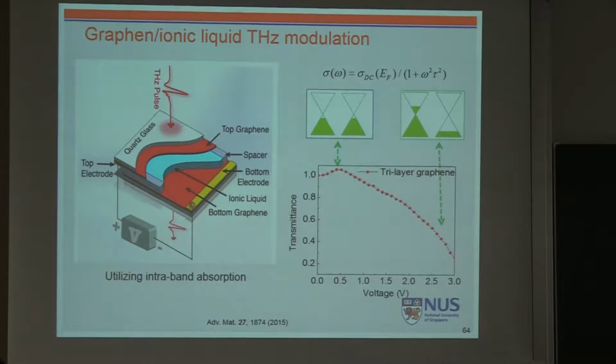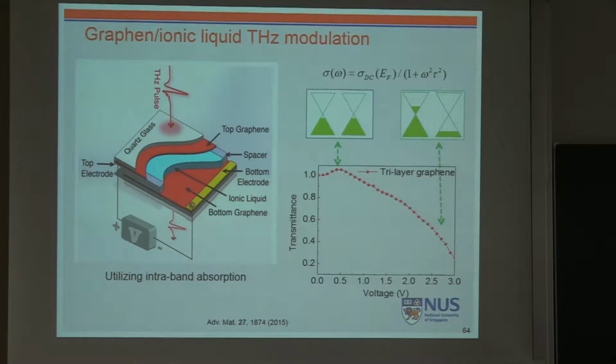So then we move to terahertz modulation. It's pretty much the same device structure. It's top and bottom graphene layers, and in the middle now we replace the liquid crystal with ionic liquid. Ionic liquid is known to have a very high epsilon R. So basically you can attract a lot of charge carriers at the interface.